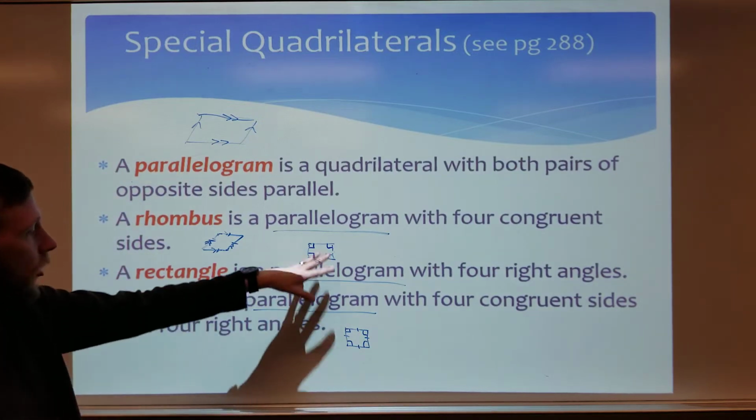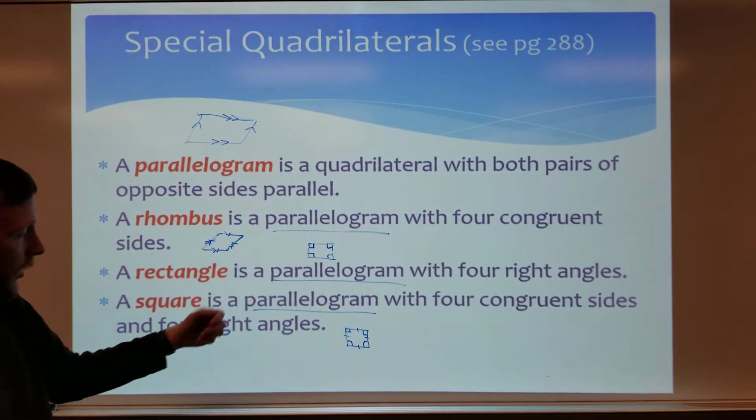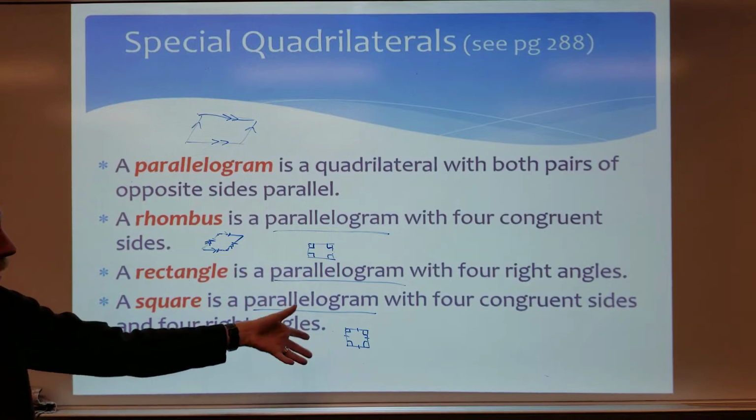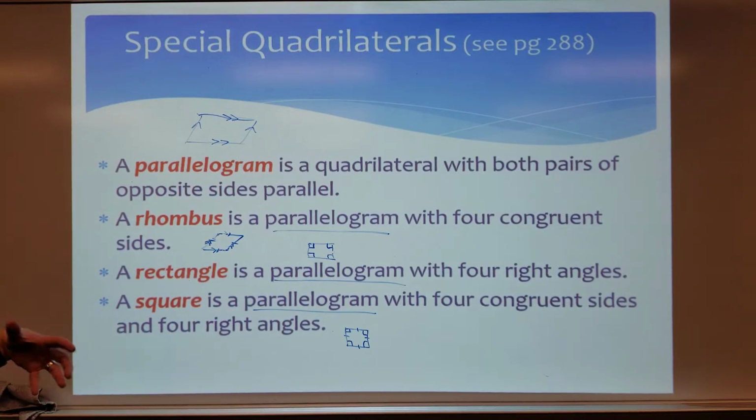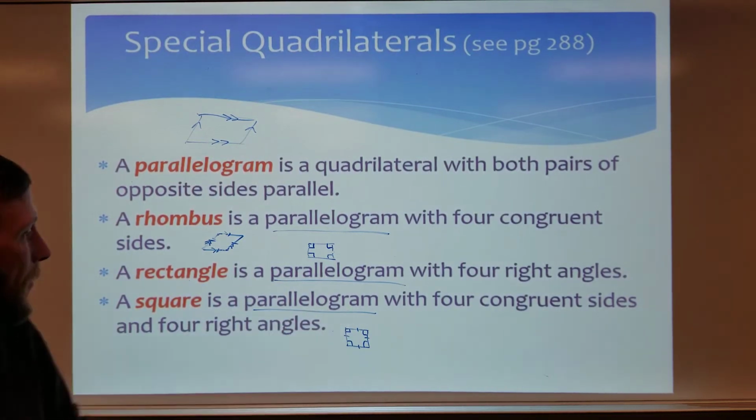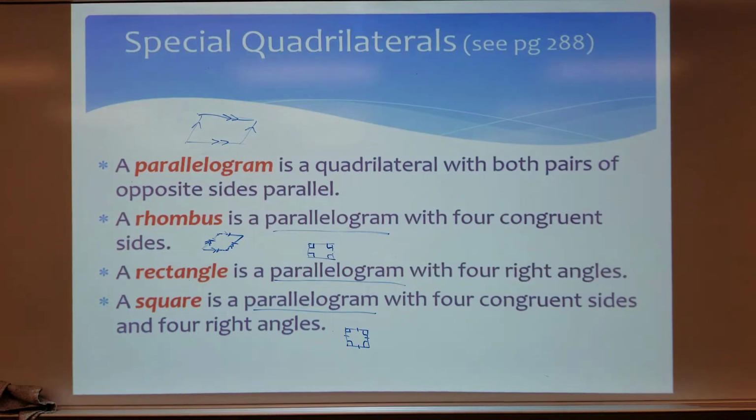So it's a rectangle because it has all right angles, and it's a parallelogram. It's a rhombus because it has all congruent sides, and it's a parallelogram. So this is kind of an inbred parallelogram of a rectangle and a rhombus. This is what we refer to as a square.